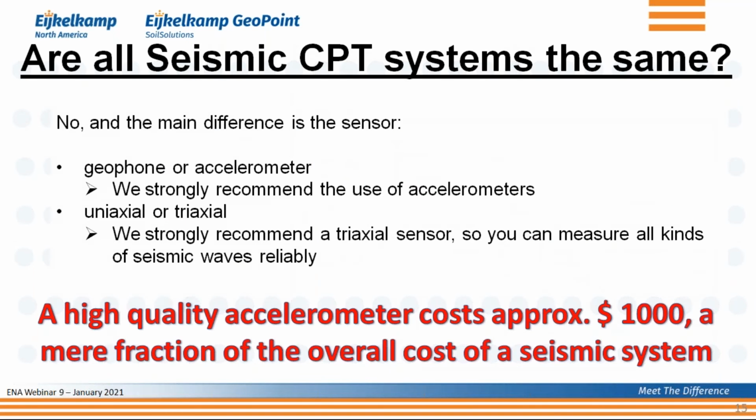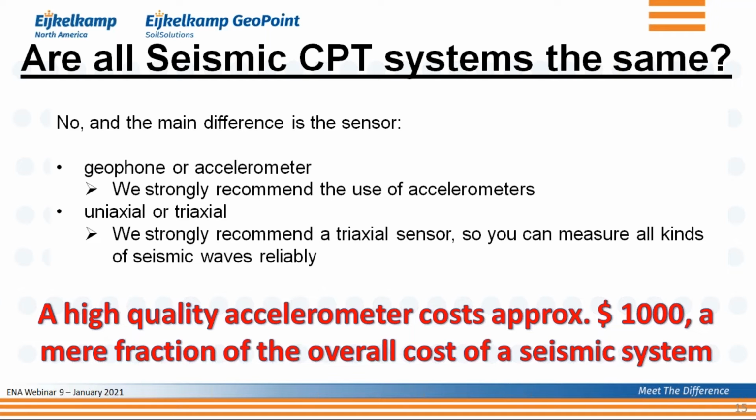So are all the systems then exactly the same? Because as Rob asked in the beginning, what is specific about an Eijkelkamp system? The answer is no, it's not all exactly the same, and the main difference is the sensor. And that's why I want to pay a little bit more attention to what's on this sheet.